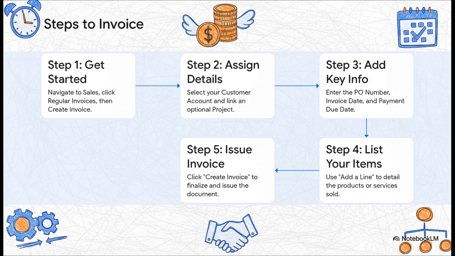Easy. Step 2 is all about the details. You'll pick your customer and, if you want, link it to a specific project. For step 3, you pop in the key info like the PO number and the due date. Then, in step 4, you list what you're selling using Add a Line. And finally, step 5, you just click Create Invoice and it's done. It's issued. That's it. 5 simple, straightforward steps.